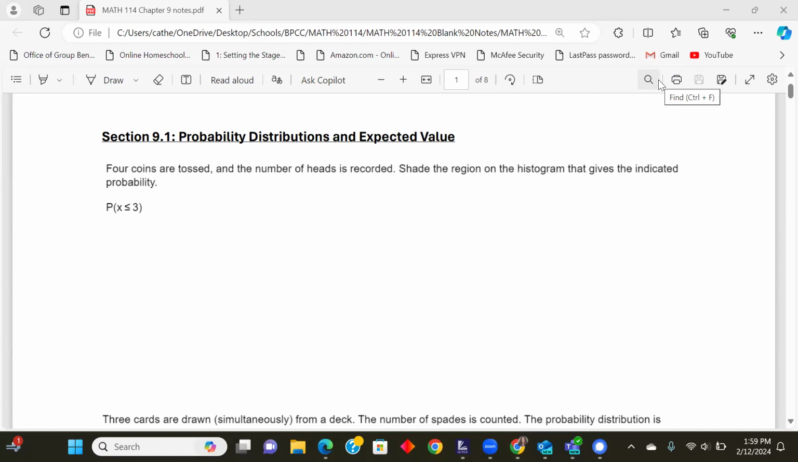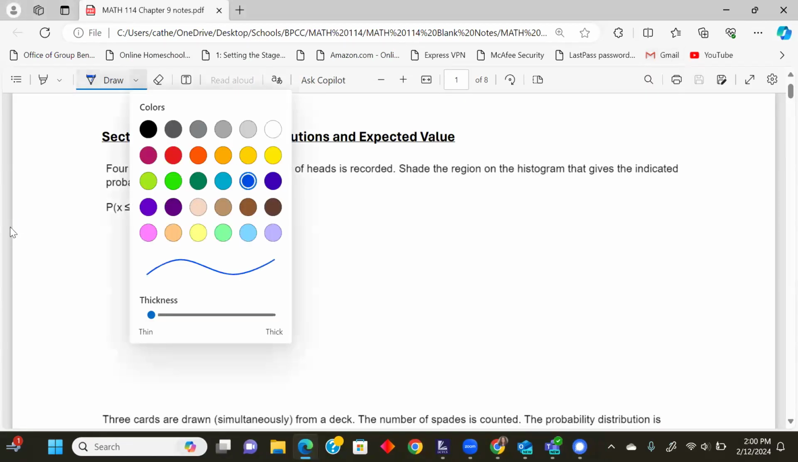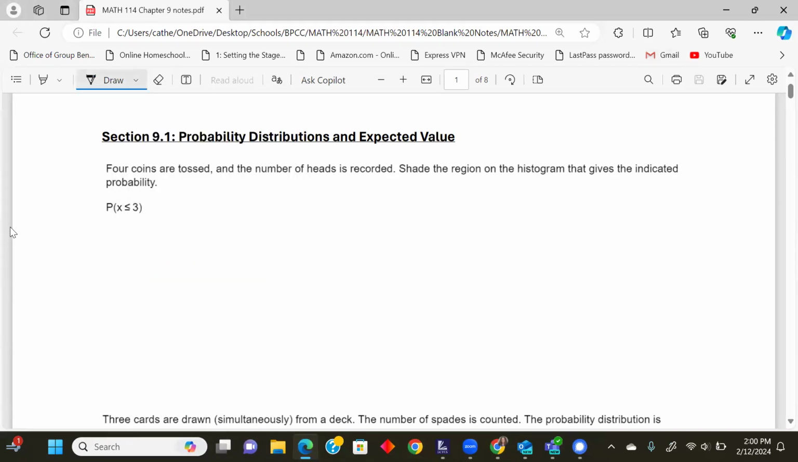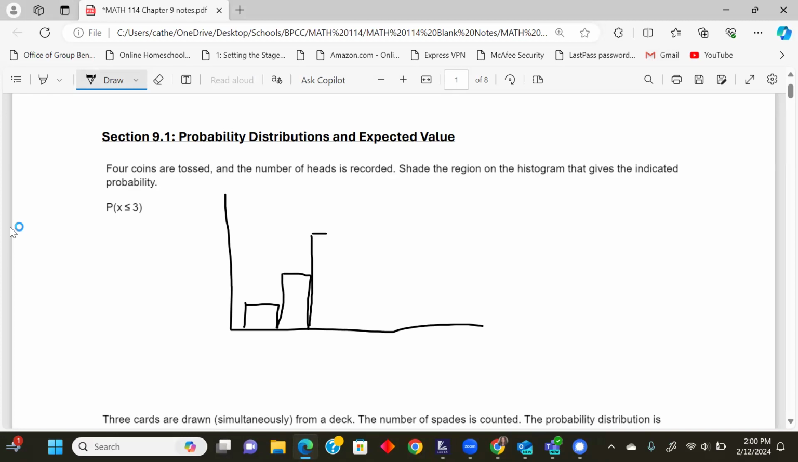All right, so let's look at this first one. 4 coins are tossed. The number of heads is recorded. Shade the region on the histogram that gives the indicated probability. The graphs on my math lab are going to be multiple choice, so I'm just going to sketch one out. That's why I'm not an art teacher.